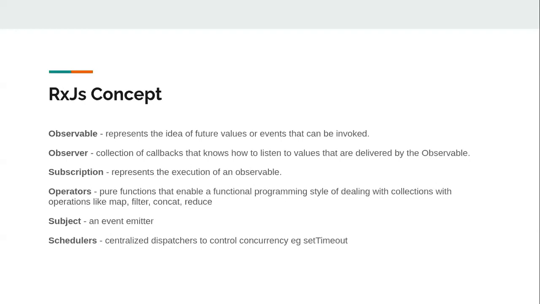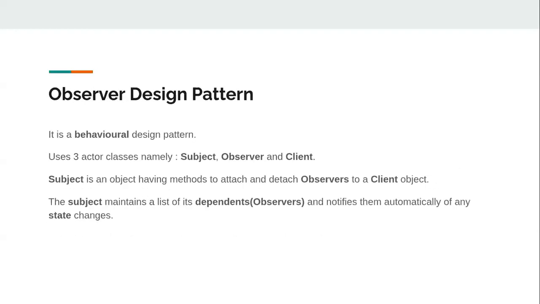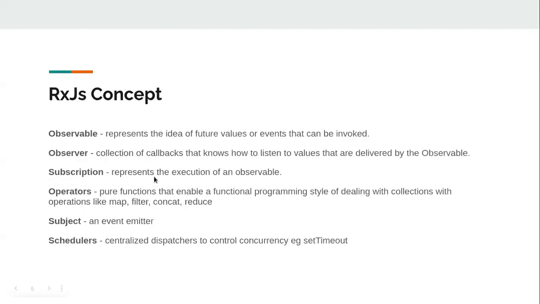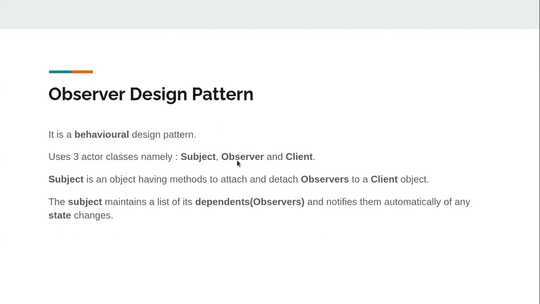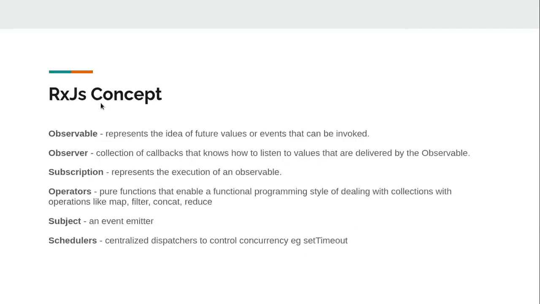We have an observer. An observer is just an observer from the context we discussed from the observer design pattern, which is someone who's watching an observable. Then a subscription is usually the execution of an observable. That's why we always do .subscribe. In that case, you're just creating a subscription, which is the actual execution of that observable that we created.